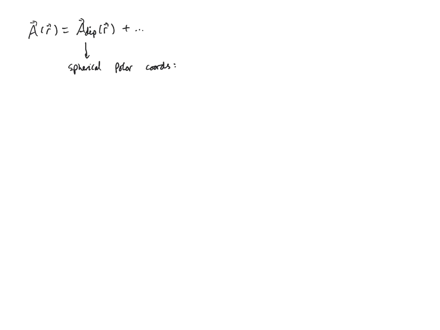Just to get a more vivid idea. This can be written in terms of the magnitude of the magnetic dipole moment, m, no vector, sine theta over r squared in the circumferential phi hat direction. And that's just got from doing the cross products using spherical polar coordinates.